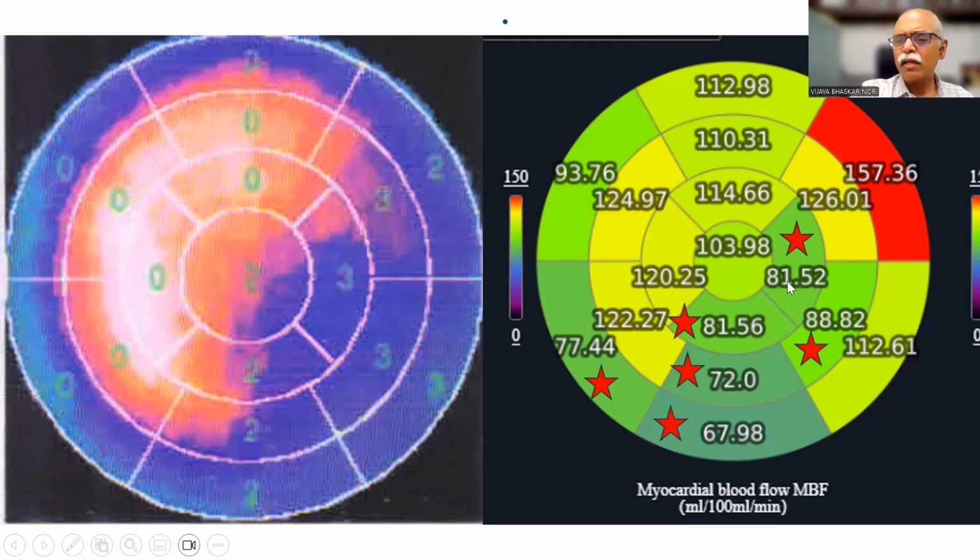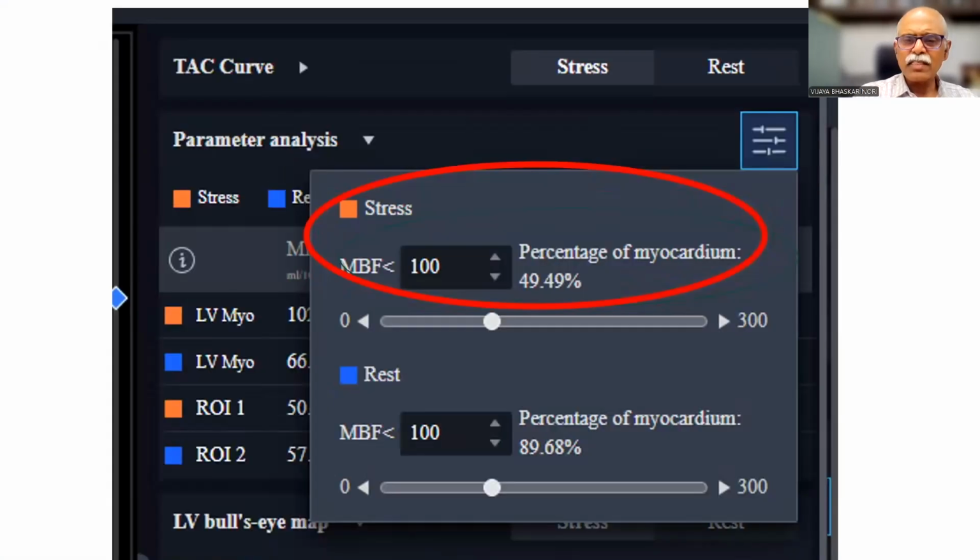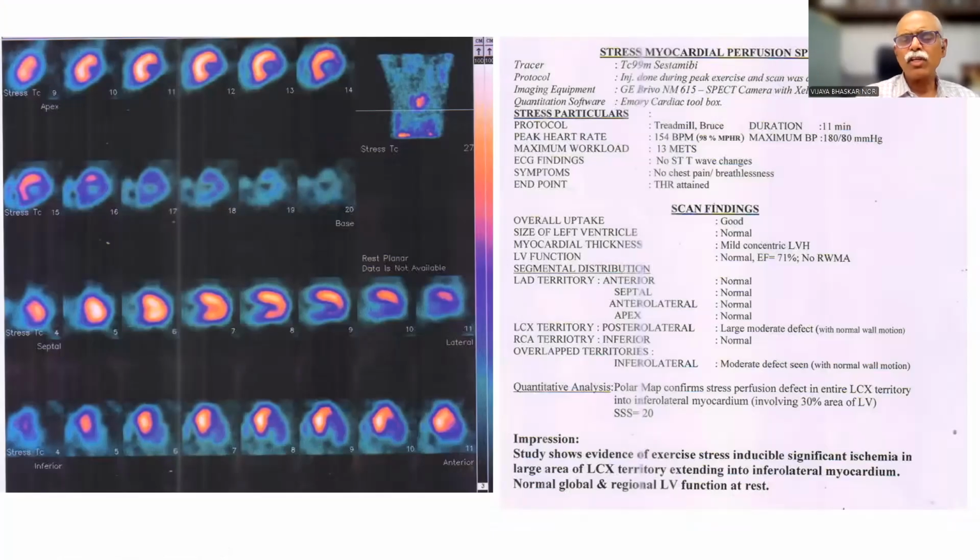And in LCX territory, there are 2 segments that are showing less than 100, 81 and 88. Similarly, the same thing is seen on a nuclear stress perfusion study. So there is a very good correlation between the nuclear SPECT stress perfusion study and CT perfusion study. This patient is awaiting revascularization, and on the CT perfusion study, the amount of ischemic myocardium is 49% in all 3 territories. That is significant ischemia, and the patient is awaiting revascularization procedure.